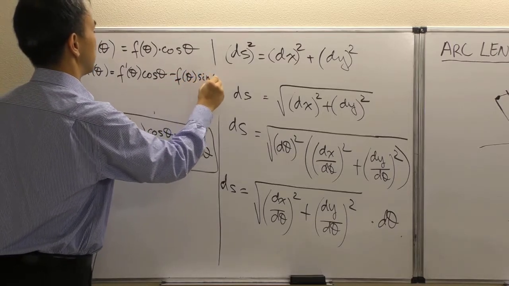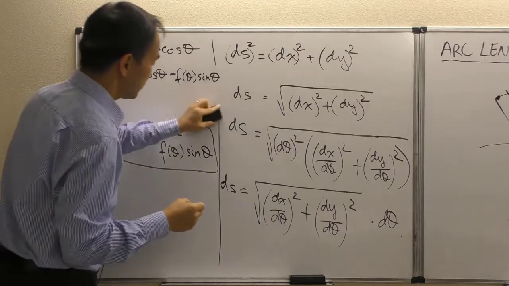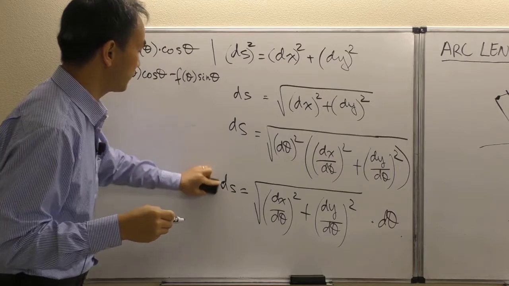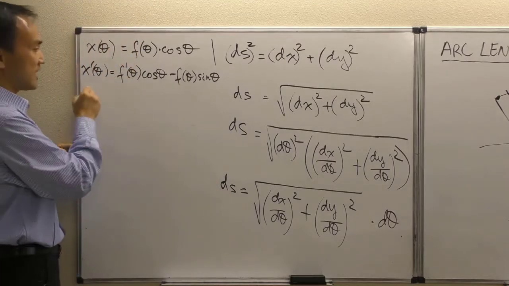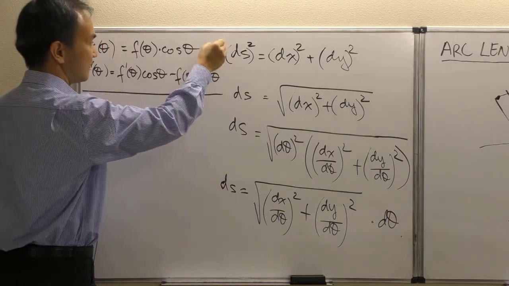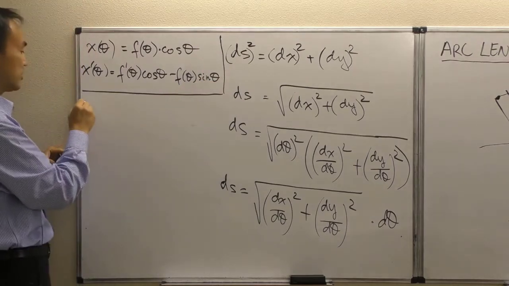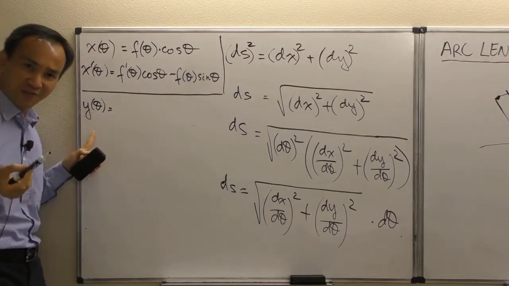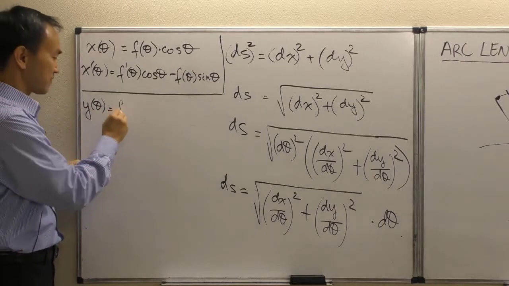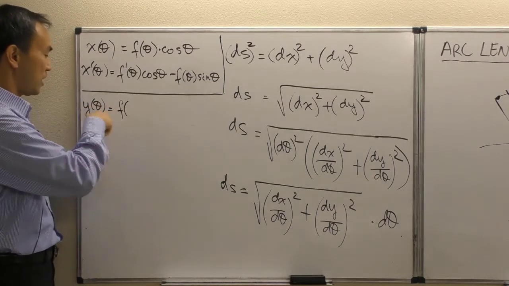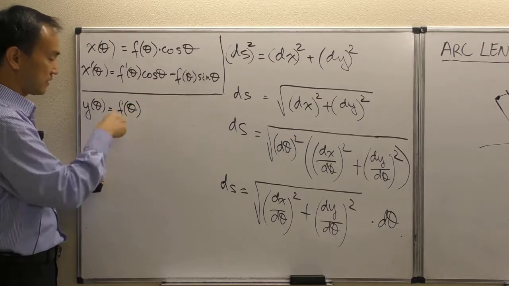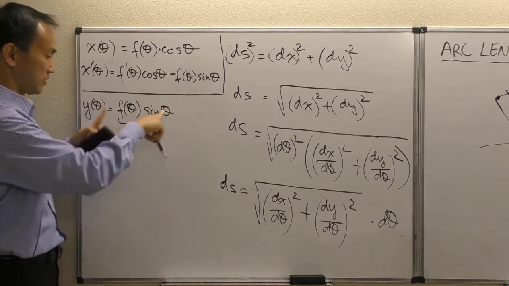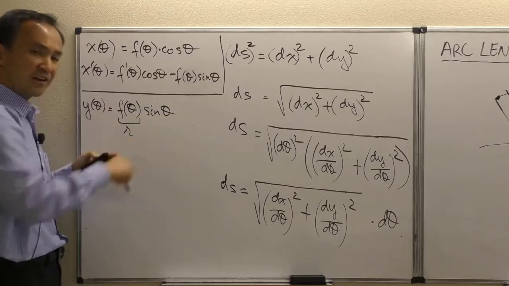Times sine theta. Okay. And now let's look at another result right here. So we have also understood that y, in our understanding, can be expressed as a function of theta. That is, y of theta equals some function of theta, this is radius, times sine of theta. So this is completely a function of theta.